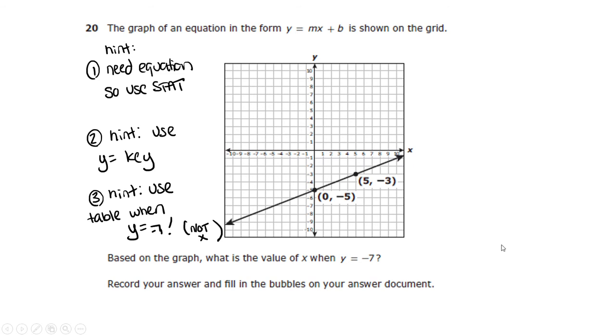Now, this is not the only way you can do this question, but this is the strategy that I taught my class to handle these questions. Okay, the answer comes in 2 seconds.